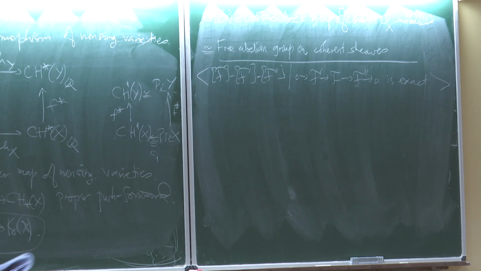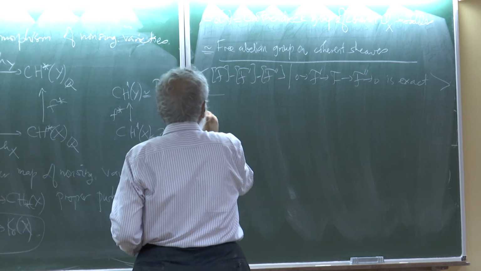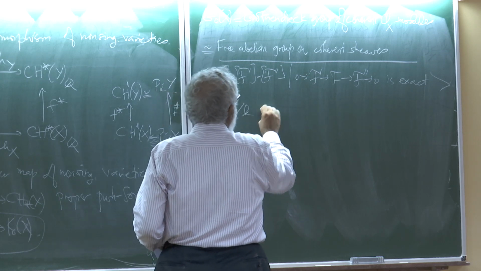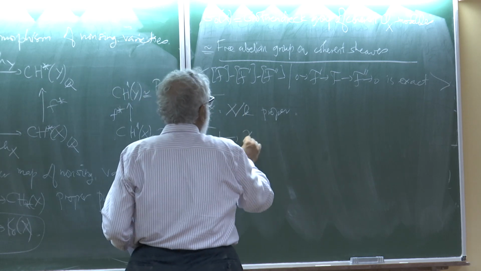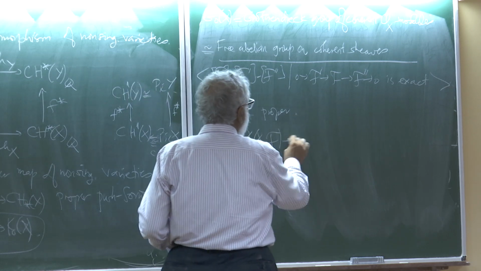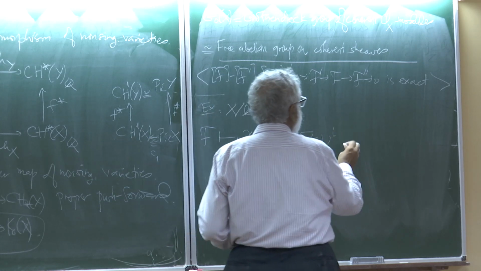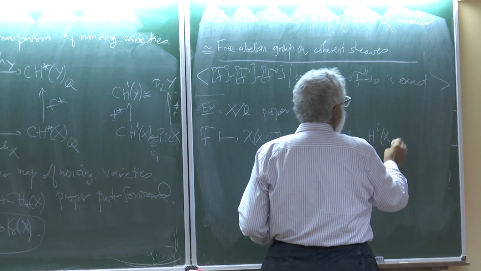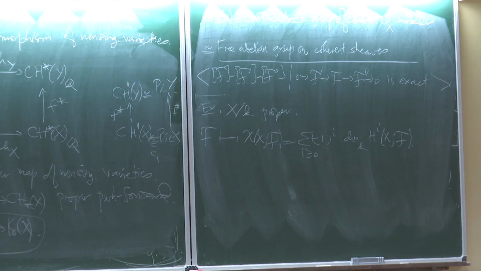So I claim we do already know some such invariants in the following fashion. Suppose X over k is proper. Then I can associate to F, chi of X, F, which is the sum of minus 1 raised to i, times the dimension of H^i(X, F), the Euler characteristic of F as a sheaf. This is a number.